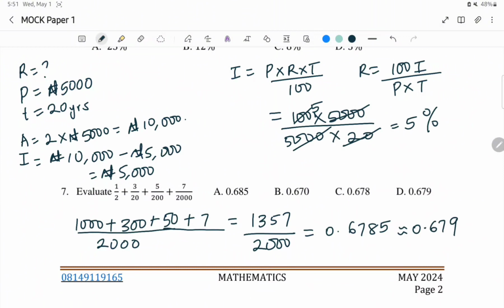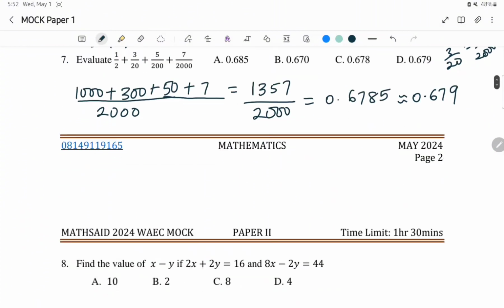Another way to go about it, which is quite similar to how we solved it here, is to find equivalent fractions where the denominator will be the LCM. That is, what fraction is equivalent to 1 over 2 such that the denominator is 2,000? It is simply 1,000. What is the equivalent fraction to 3 over 20 such that the denominator is 2,000? It is also 300. So it is quite similar to the approach we used.